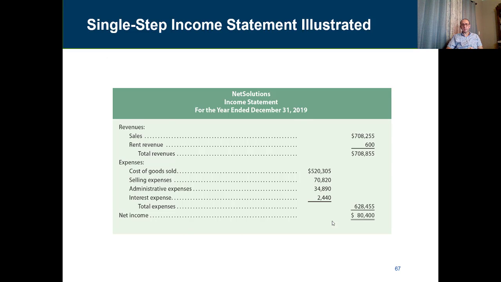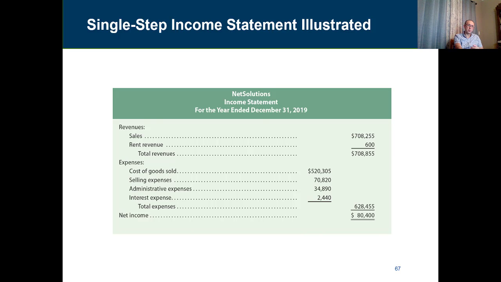So this is how it looks, and you can see it's much shorter, much condensed, but at the very end, the net income is the same. There's no difference between the multiple step and the single step income statement. We got the 80,400. However, you can see that we got the total revenues where I combined the sales and the rent revenue in one category, and the expenses, we have the cost of goods sold, selling expenses, administrative expenses, and the interest expense all combined, and we got their total. Get the difference here, and the net income is 80,400.